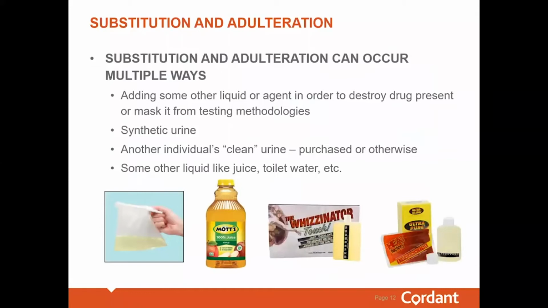As mentioned previously, substitution and adulteration can occur in multiple ways: by adding some liquid or agent with the intent to destroy or drug any drug present within the sample or mask the drug from testing technologies, by replacing the sample with a synthetic urine that is easily purchased, by using another individual's clean urine. This can be from a friend or a family member, perhaps even purchased. And finally, the addition or total substitution of some other liquid, such as juice or toilet water.